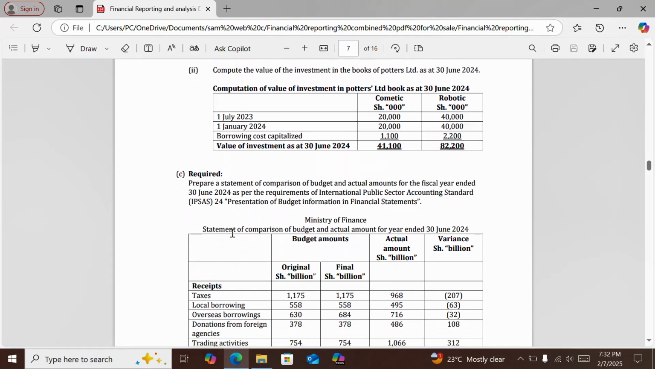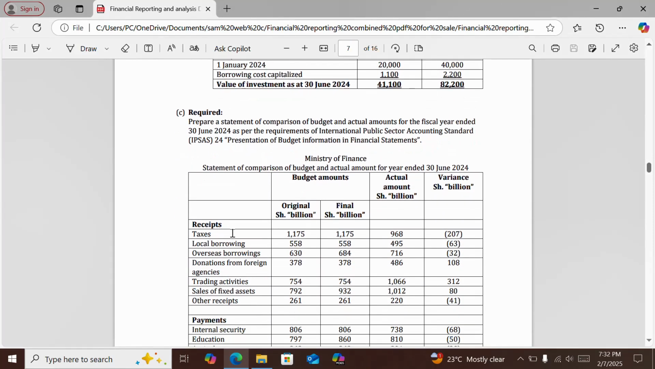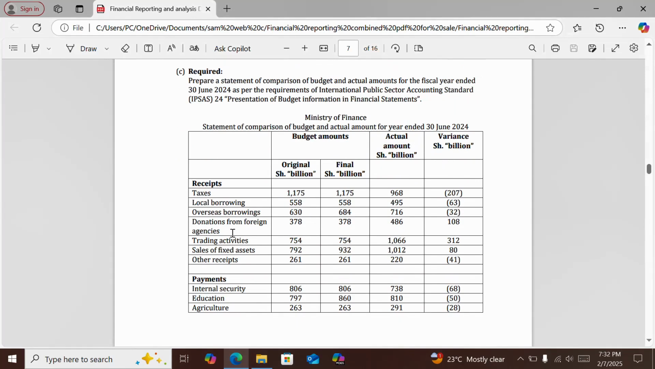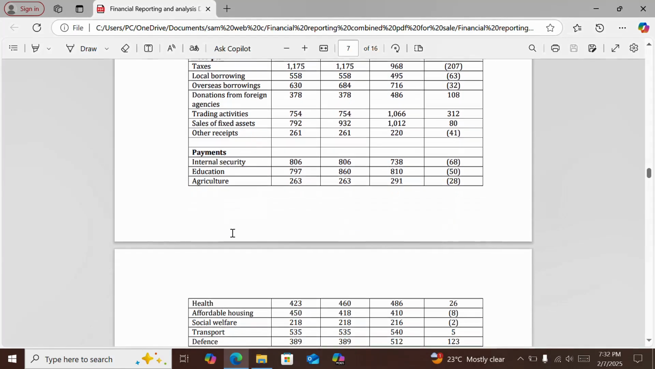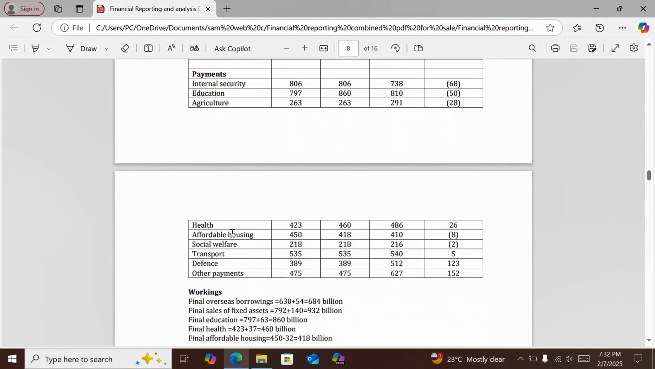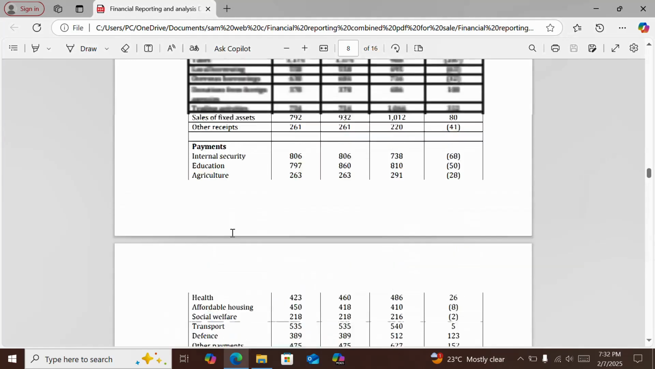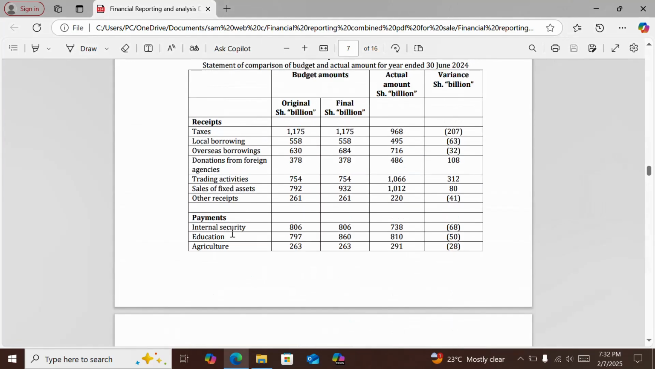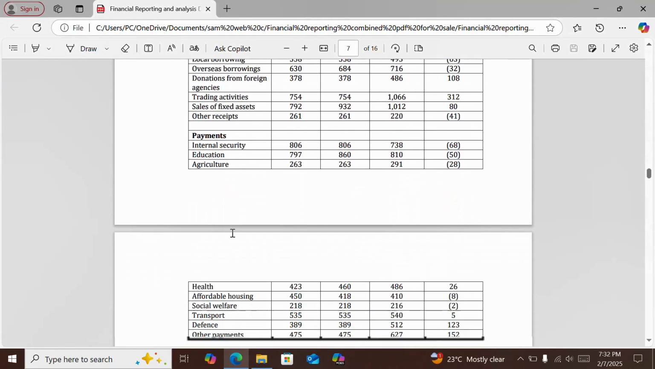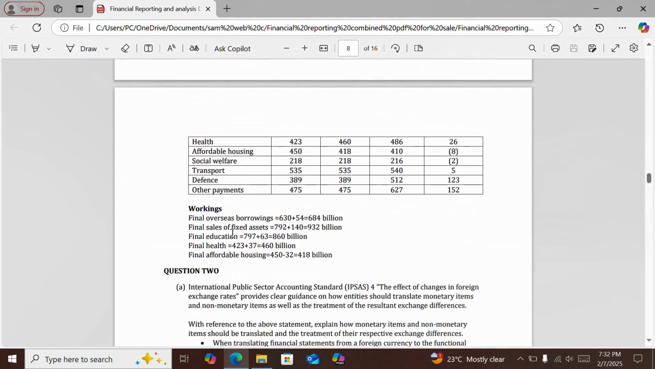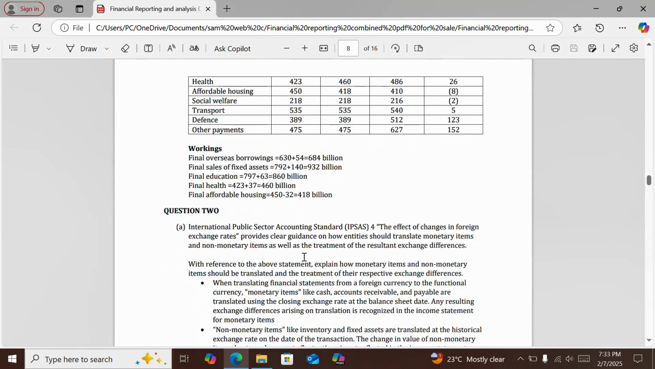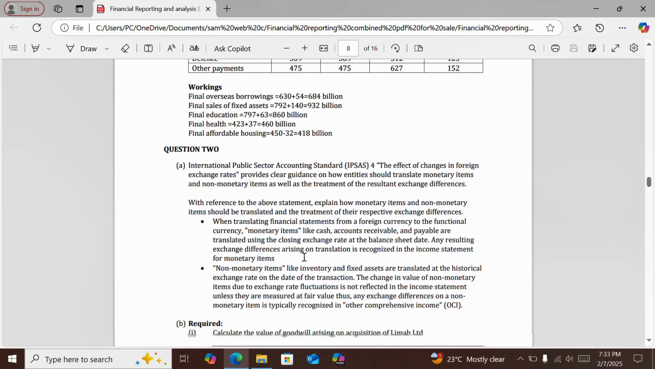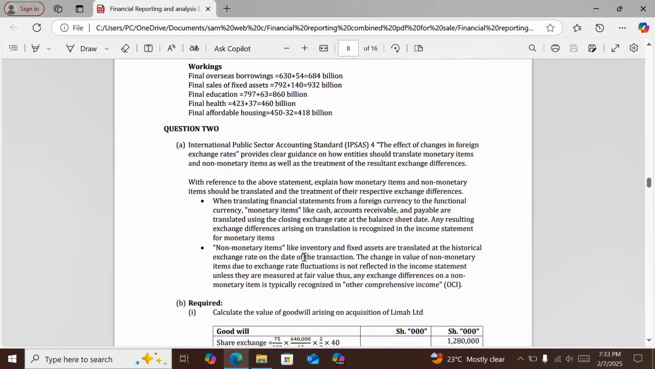Then part C, statement of comparison of budget and actual amount. This is usually a very simple question. These are usually free marks. Then we have some workings for that budget. Then question two.